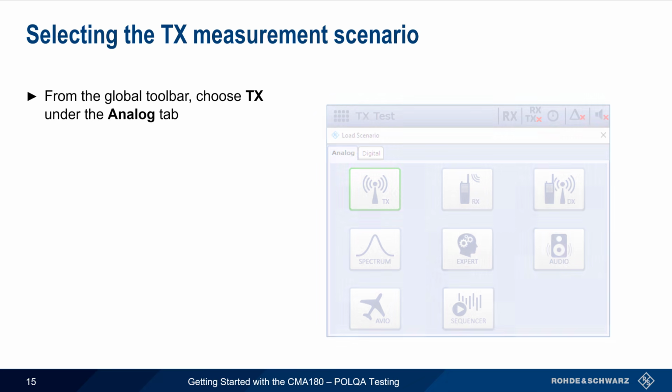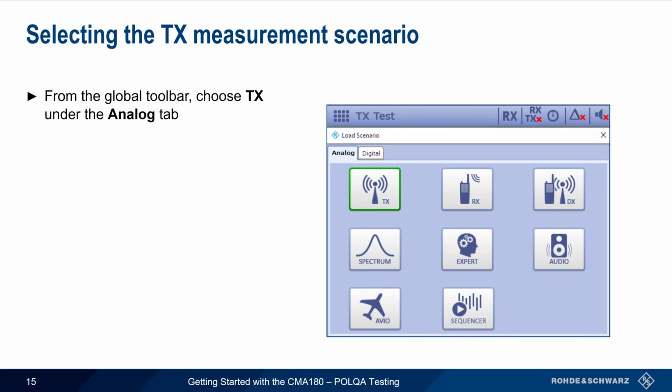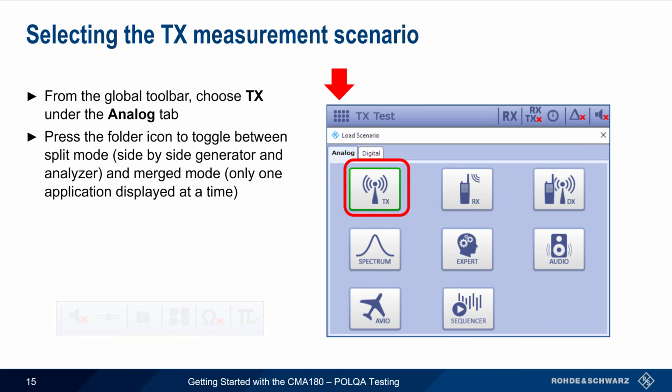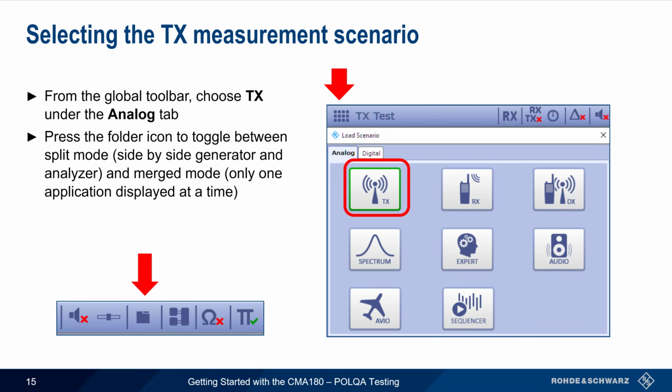TX POLQA measurements are run under the TX measurement scenario. Simply click on the global toolbar and choose TX under the Analog tab. Once the application is started, press the folder icon to toggle between Split Mode, which shows the generator and analyzer applications side by side, and the Merged Mode, where only one application is visible at a time.